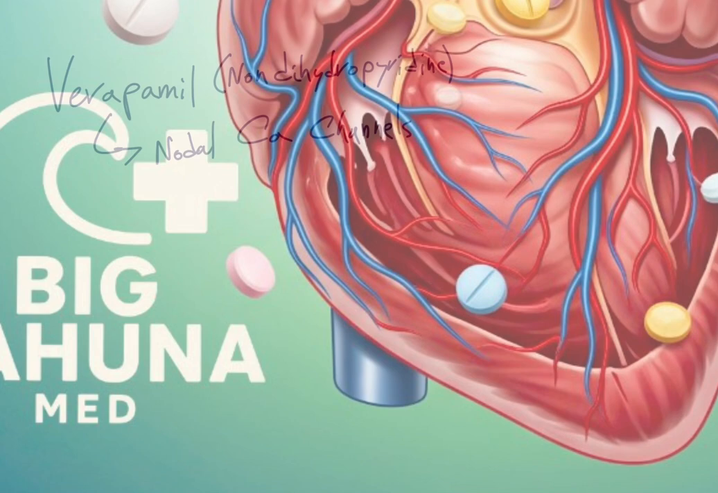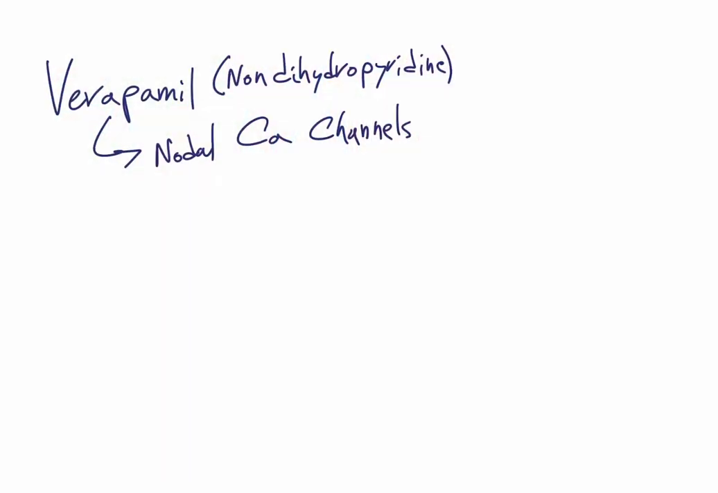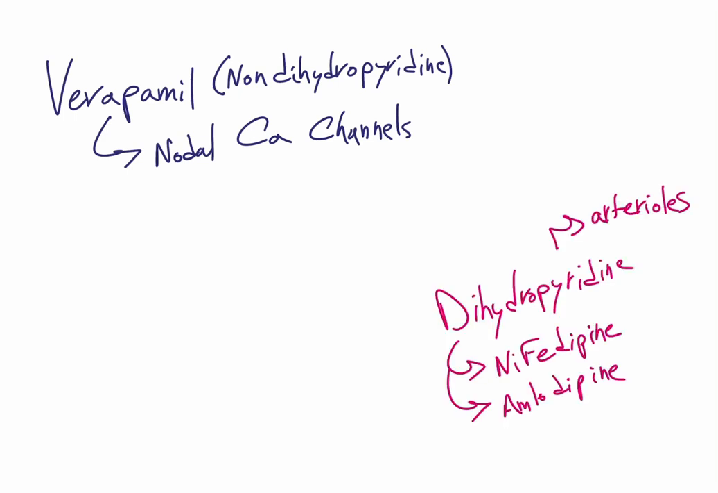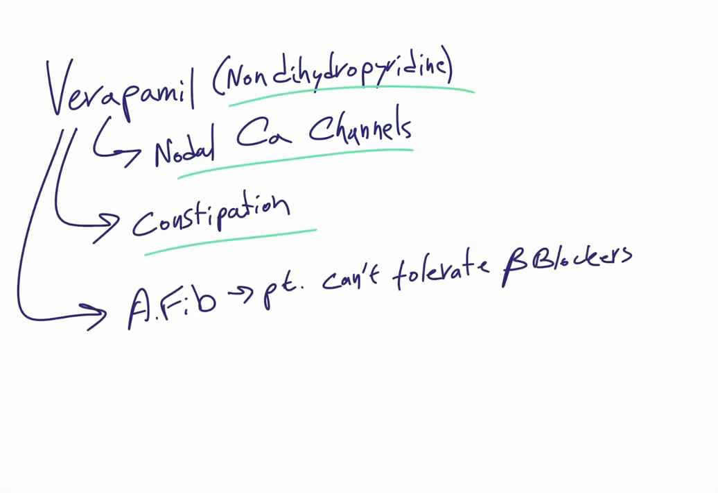So, first and foremost, verapamil is a non-dihydropyridine calcium channel blocker. It acts on nodal calcium channels in contrast to dihydropyridine calcium channel blockers like nifedipine or amlodipine, which act primarily on arterioles. Verapamil is known to cause constipation. You need to especially know this for USMLE Step 2 CK.